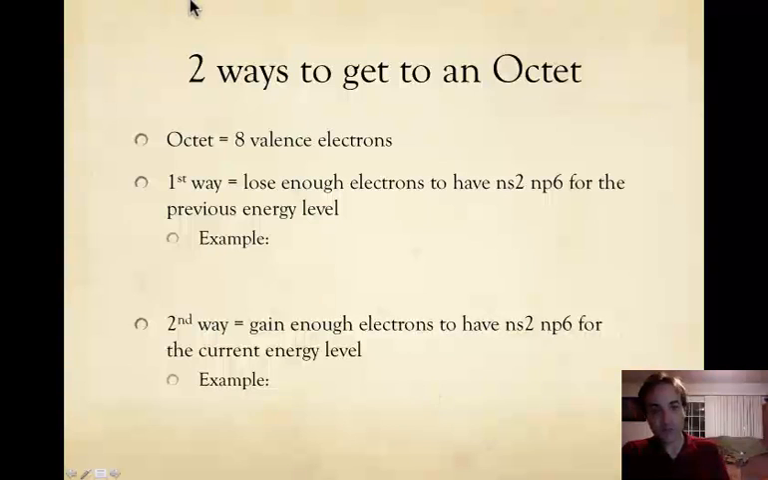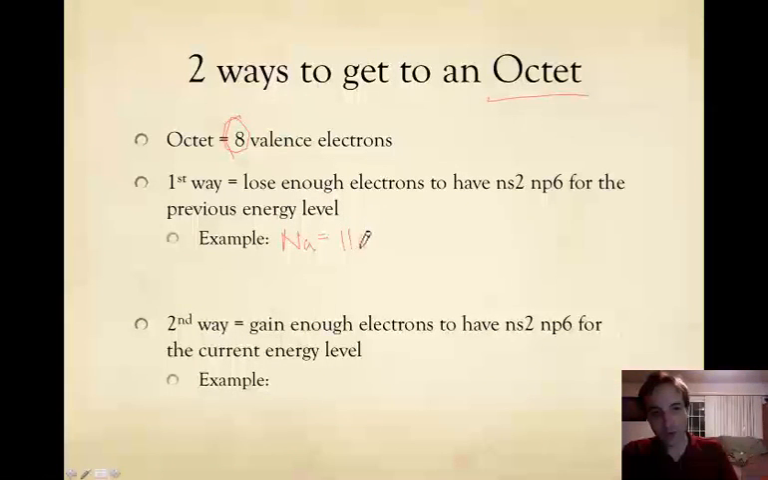Okay. Now, to get an octet, there are two ways, meaning every element on the periodic table wants to get an octet. There are only some that actually have an octet. Most of the elements on the periodic table do not have an octet. They want 8 valence electrons, and there's two ways they can get there. The first way is they can lose enough electrons to get back to the ns2 np6 for the previous energy level. Go back to our example of sodium.